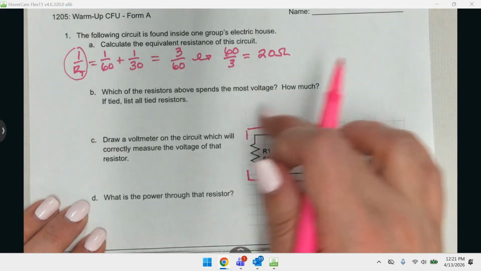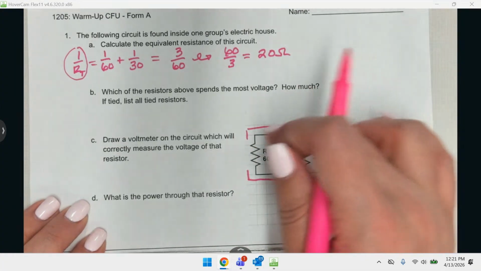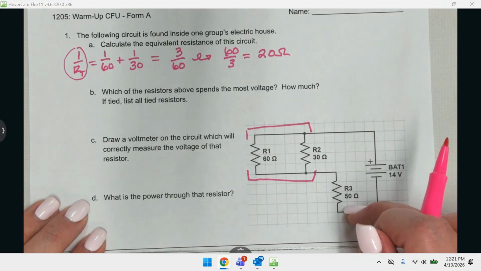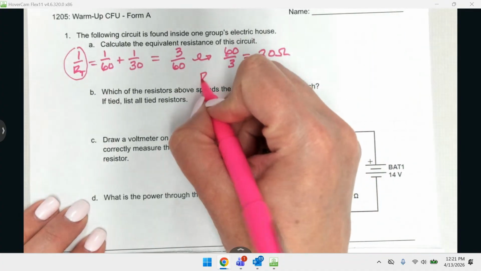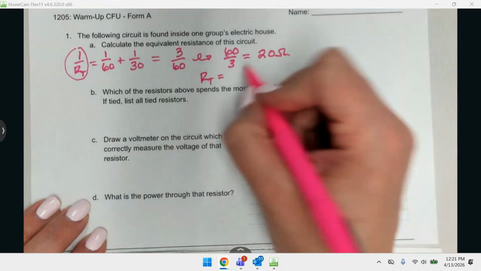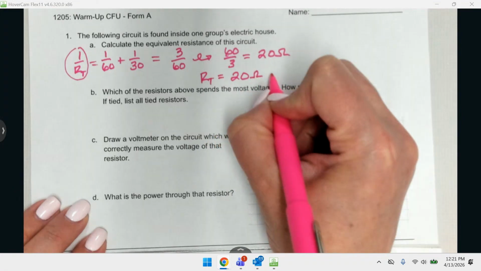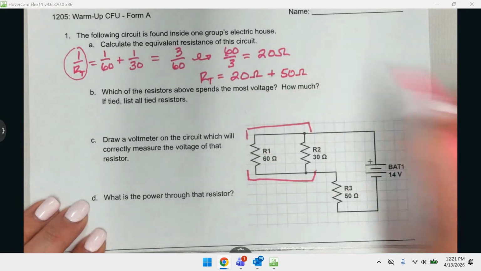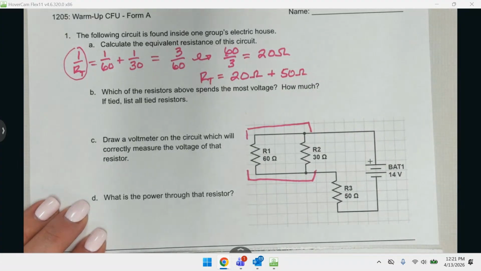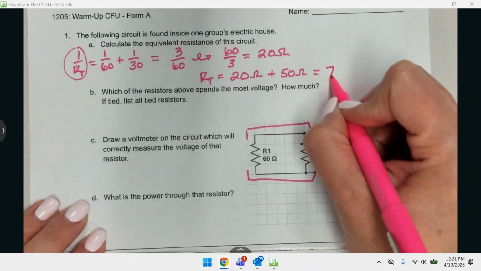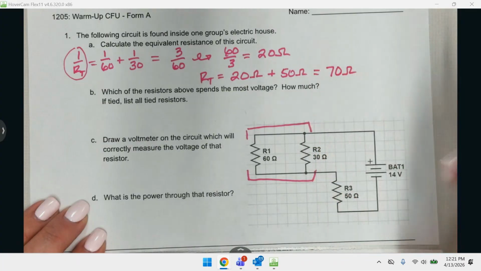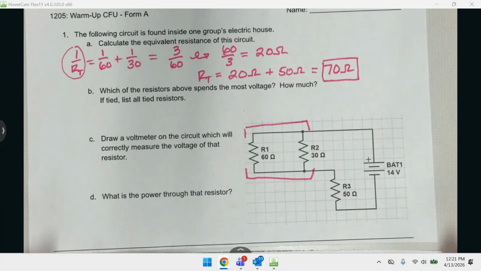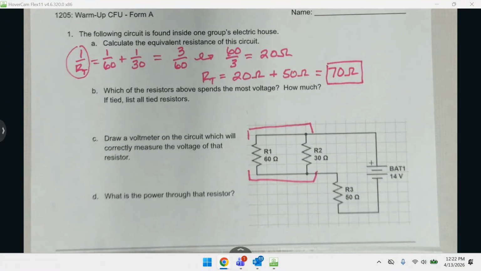So this section is 20 ohms, and this section is in series with a 50 ohm resistor. So when I go to find the total resistance of the circuit, we're simply going to add together the 20 ohms that we have for the parallel section plus the 50 ohms that we have for R3, which is in series with that section. That gives us a total resistance for the circuit of 70 ohms, and that is your answer. Now you are welcome to organize this information into a table.